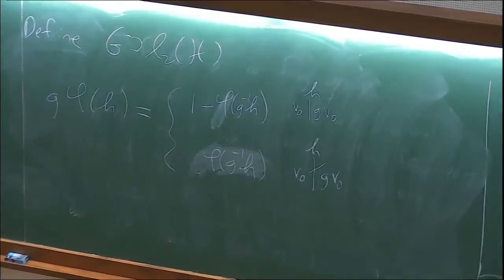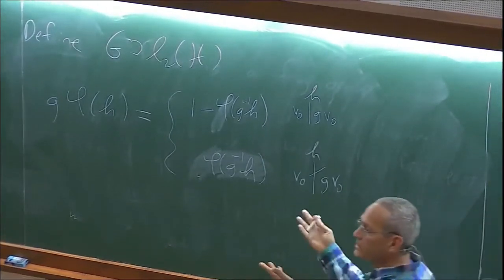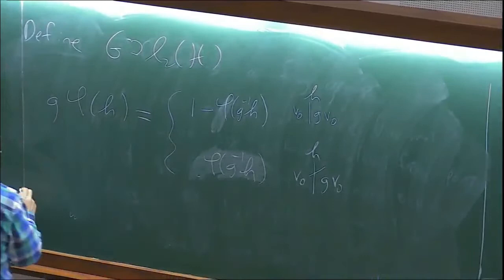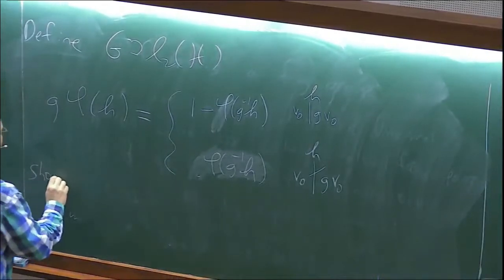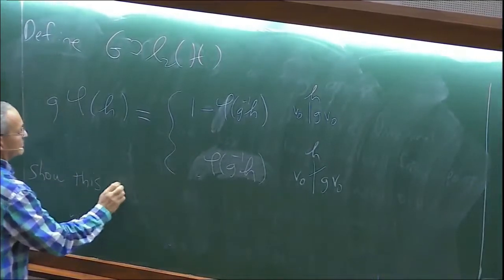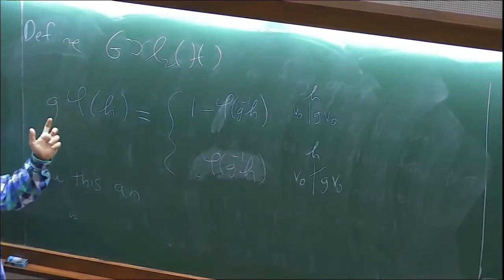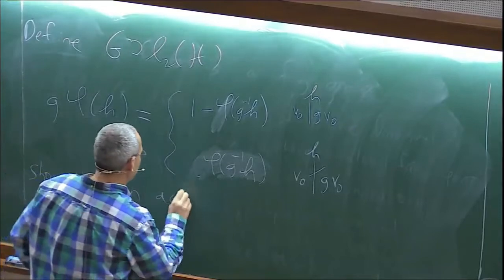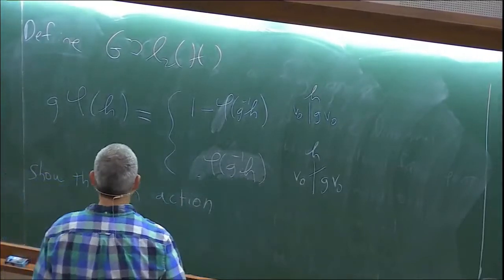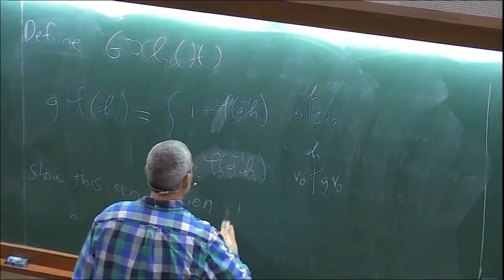Okay, so that's an action. You need to show that this is an action. You have to check. No, it's not that obvious, but it's true. This is an action, and it's isometric.